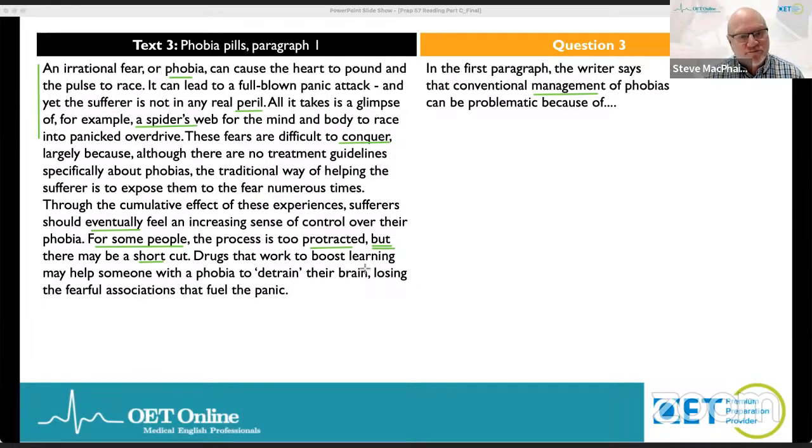Drugs that work to boost learning may help someone with a phobia to detrain their brain, sort of like untrain, not retrain, detrain their brain, losing the fearful associations that fuel the panic. Put fuel on the fire to make it burn brighter. They fuel the panic.